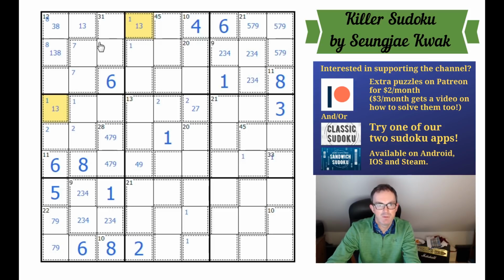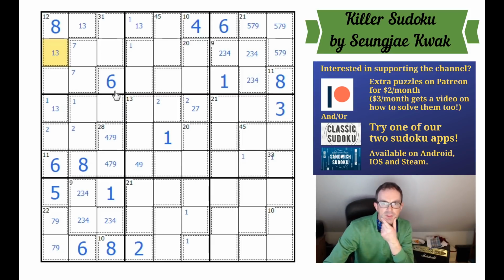Oh no. But it gives me a 1, 3 pair here. So this square is an 8. That one's not 8. Wow. That is a fascinating pattern.